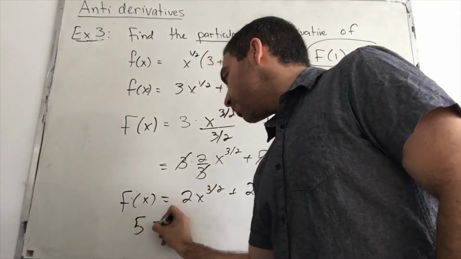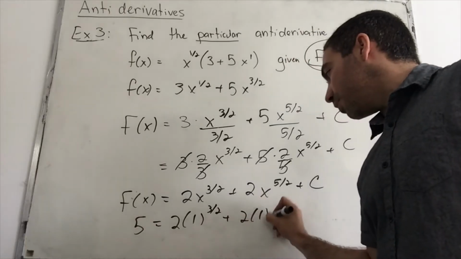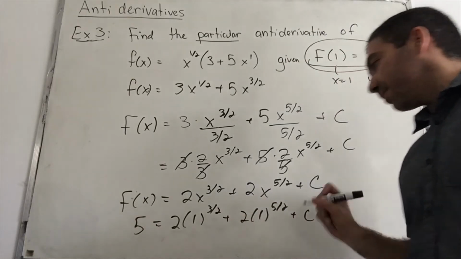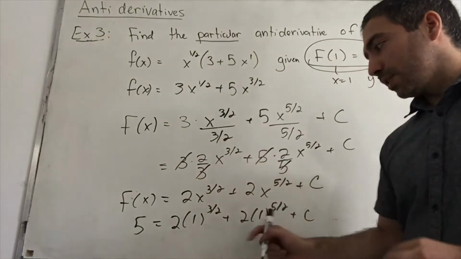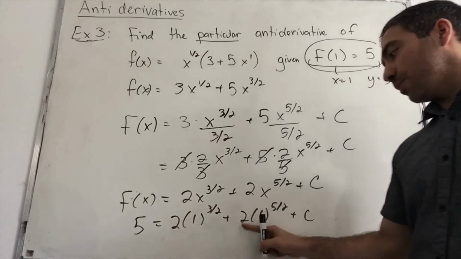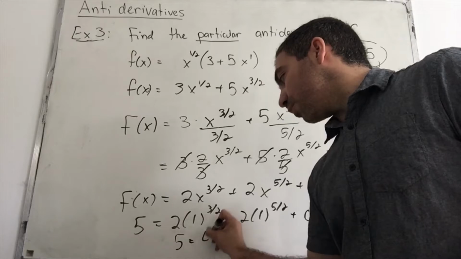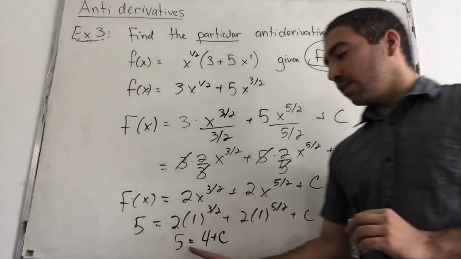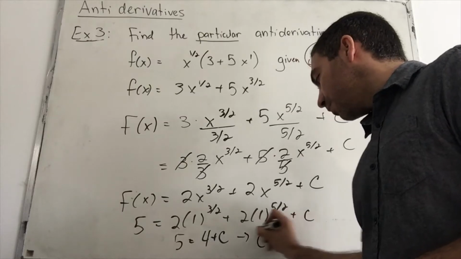So 5 equals 2 times 1 to the 3/2 plus 2 times 1 to the 5/2 plus c. 1 to the 3/2 and 1 to the 5/2 is just 1. So this leaves us with 5 equals 1 times 2, which is 2, 1 times 2, which is 2, 2 plus 2 is 4. So we get 5 equals 4 plus c. Subtracting the 4 on the other side leaves us with c equal to 1. This implies that c equals 1.